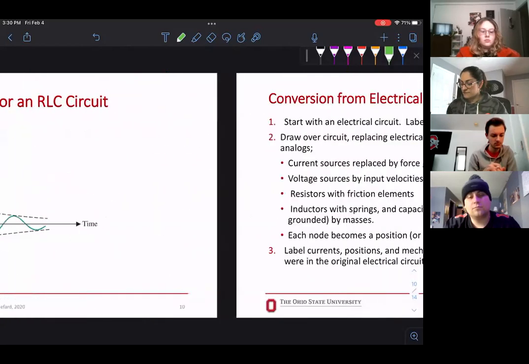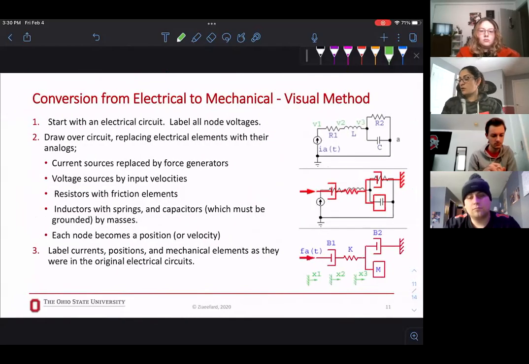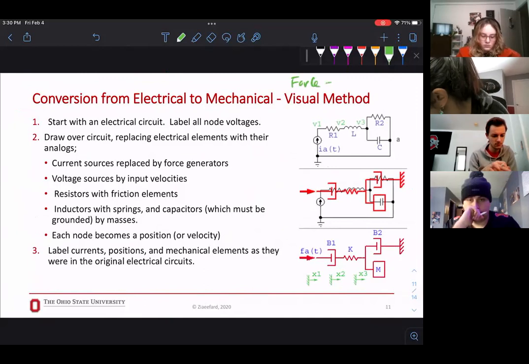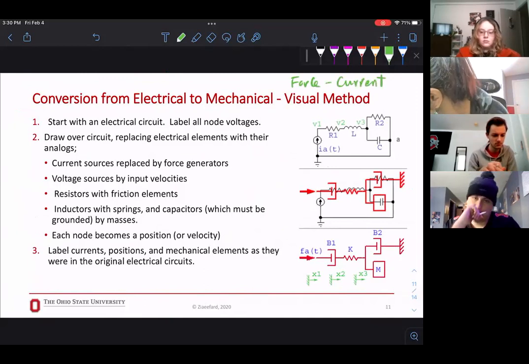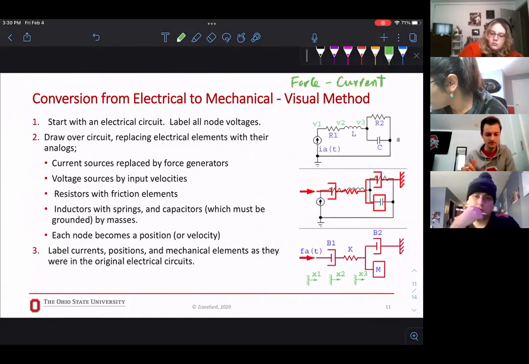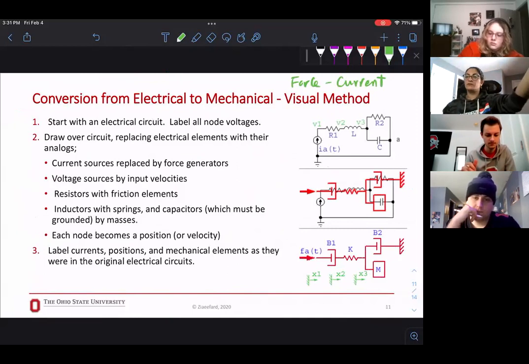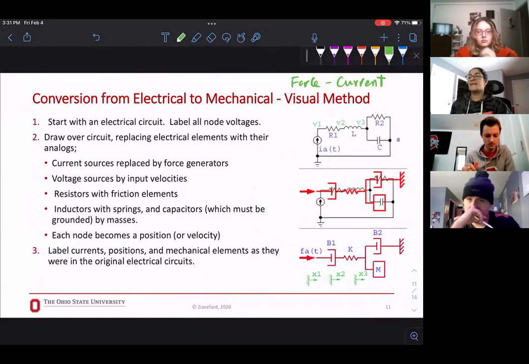Now, what I have for you is a visual method for force current analogy only. Force voltage is the same. You just have to go to the table and adjust these steps based on that. So for force current analogy, if you have an electrical system and you want to draw the mechanical one without doing any calculation, without actually writing the equation, here is a good visual way to do so.